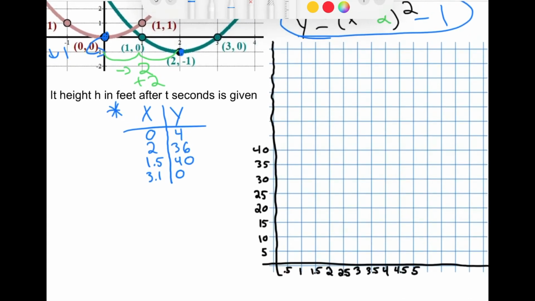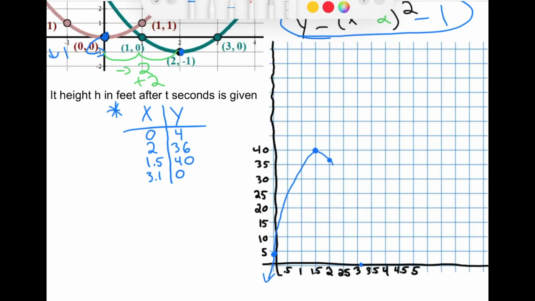So I've got 0, 4, so about right here, to 1, 36, so 36 would be about there, 1.5, 40, and then 3.1, 0. So that is our graph here.